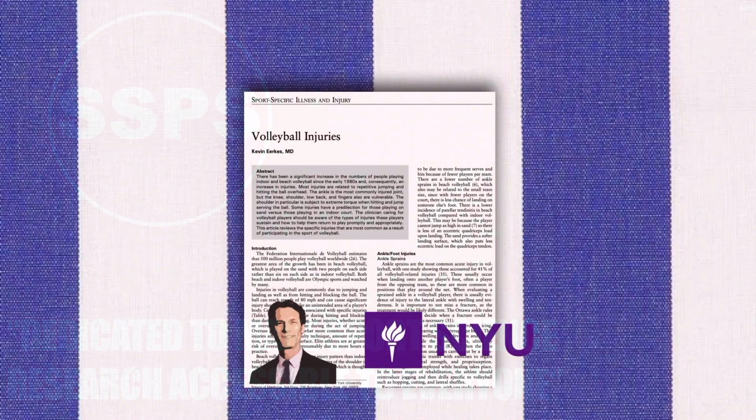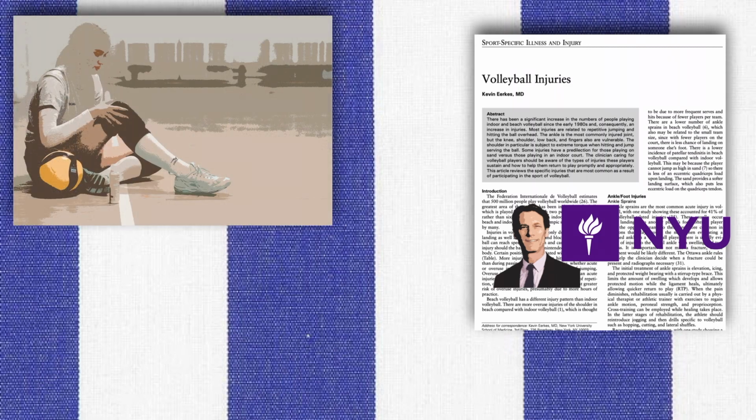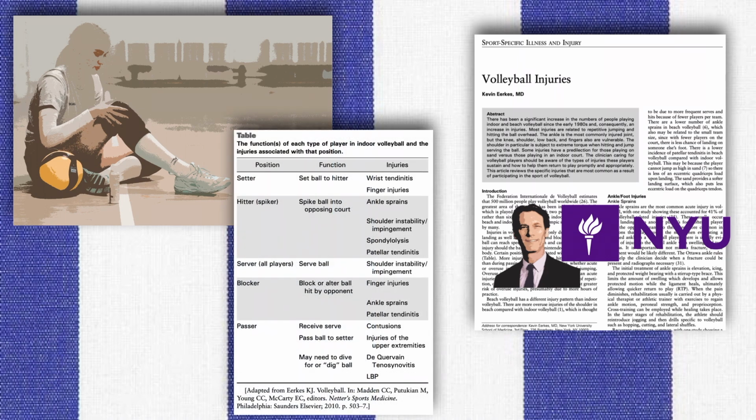Injuries in volleyball are commonly due to jumping and landing as well as from hitting and blocking the ball. The ball can reach speeds of 80 miles per hour and can cause significant injury should the ball strike an unintended area of a player's body. Certain positions are associated with specific injuries, XX table. More injuries occur during hitting and blocking than during passing or setting.